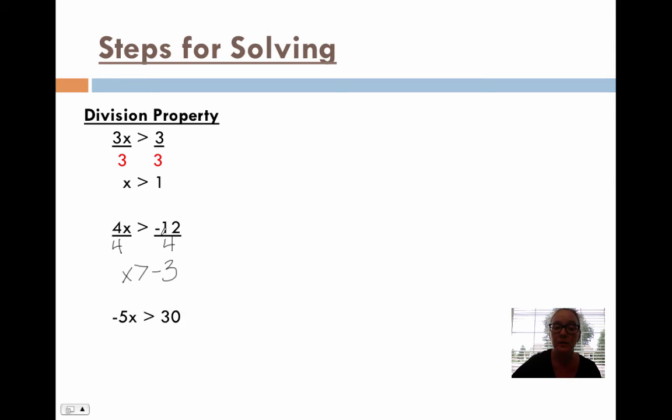Now, here's where the weird part comes in. If you are dividing or multiplying by a positive number, as we've done up here with these two examples, then your inequality symbol stays the same. The trick is if you're dividing or multiplying by a negative number, as we need to do in this case. In order to get x by itself, we need to divide by -5. So if we're dividing or multiplying by a negative number, then our inequality symbol switches sides.